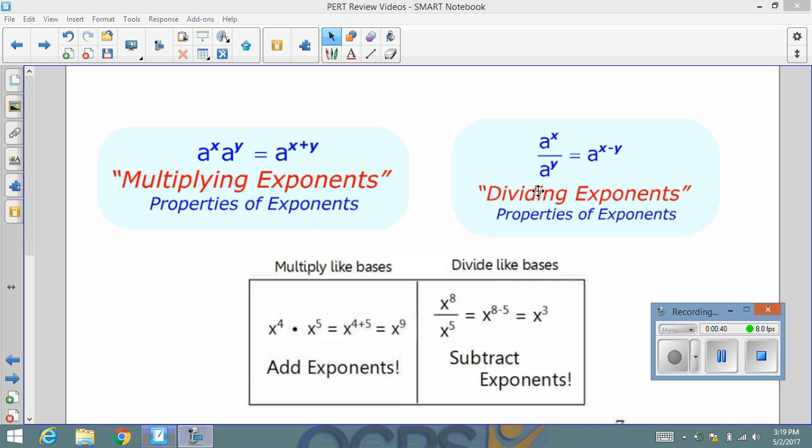Now if I'm dividing, I'm going to subtract. So again, a to the x over a to the y is equal to a to the x minus y. So if I have x to the eighth over x to the fifth, bases are the same, so I keep the base, subtract the exponents. 8 minus 5 is 3.